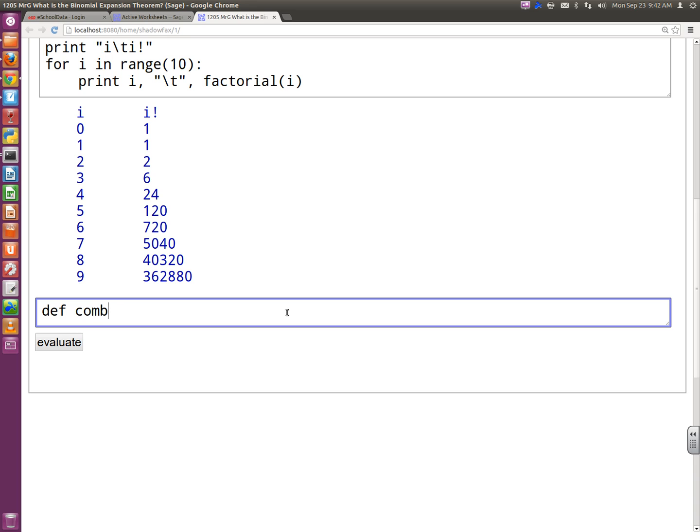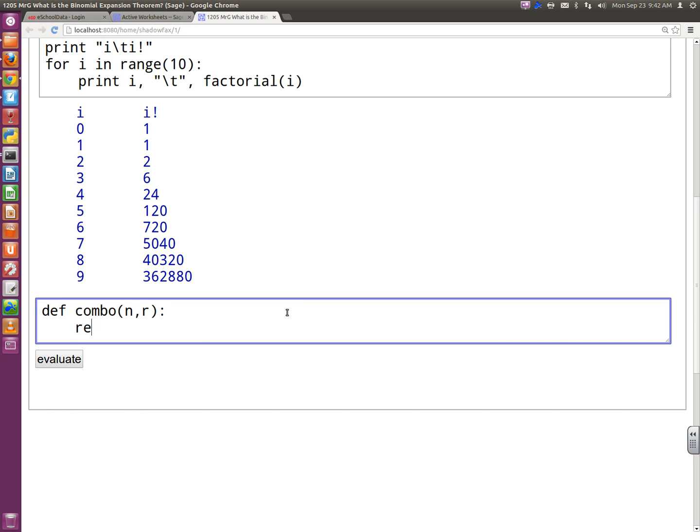So how about combo, plug in N and R, and what do you return? Well, you tell me. How did we do NCR? What goes on top? N factorial over R factorial over N minus R factorial. So write that. Factorial of N divided by the factorial of R divided by the factorial of N minus R.